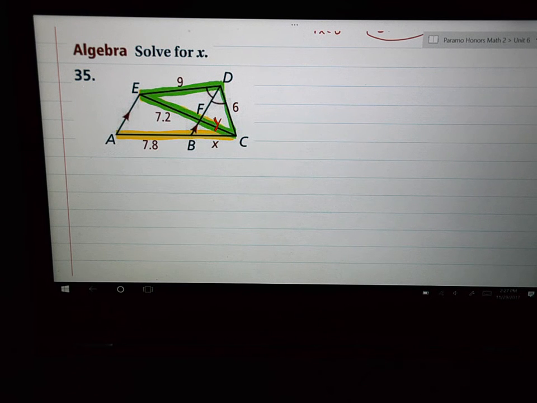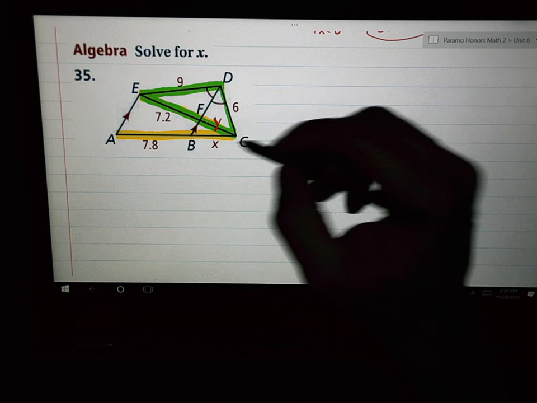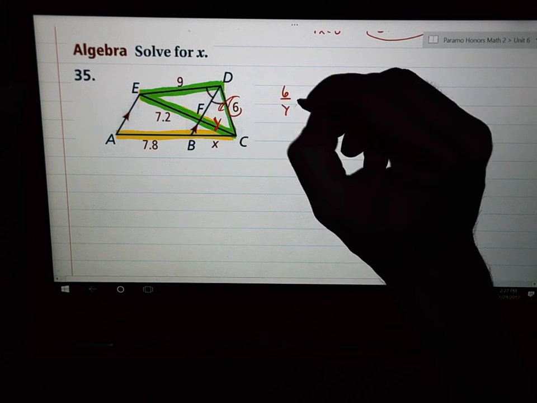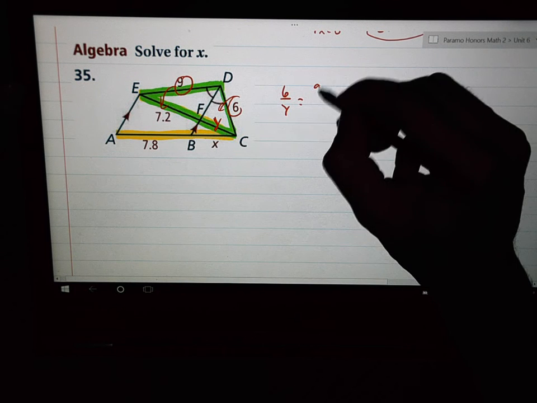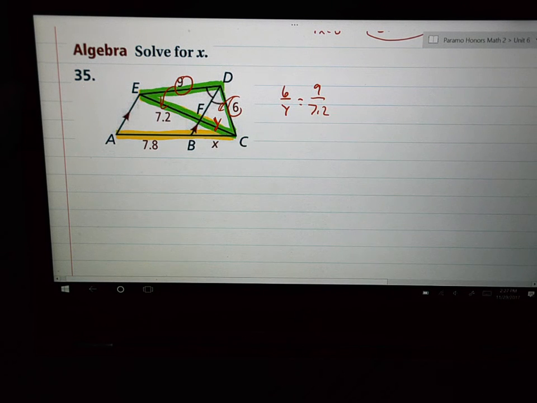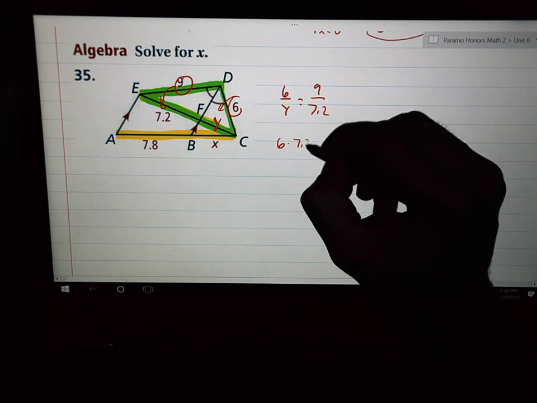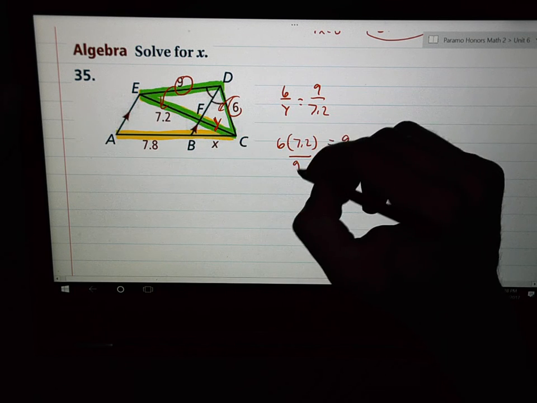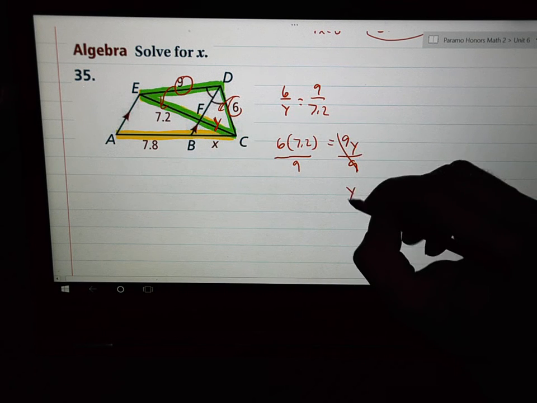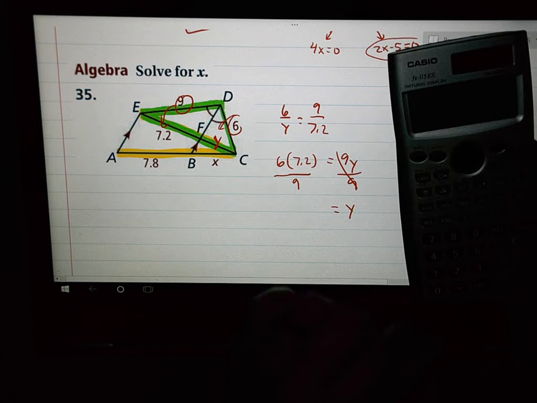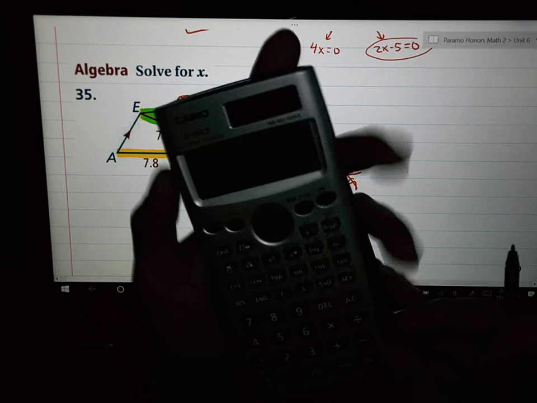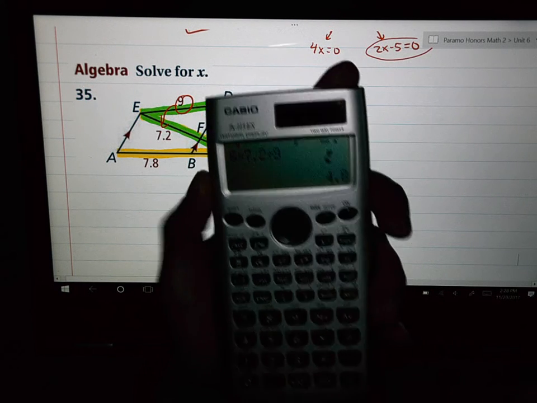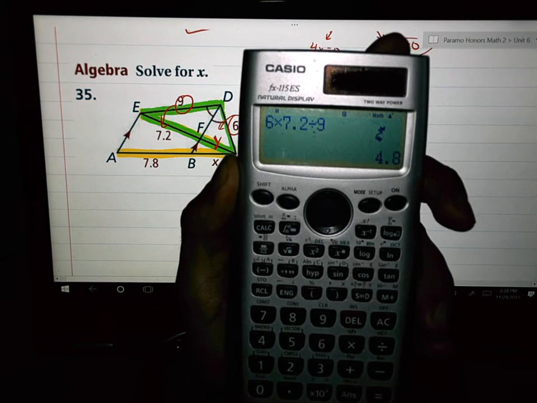So we're going to do a multi-step problem here. I'm just going to do the green part first, okay? How about 6 over y is equal to 9 over 7.2. Cross multiply. Divide. And y is equal to, I've got to pull my calculator out here, 6 times 7.2 divided by 9. 4.8.